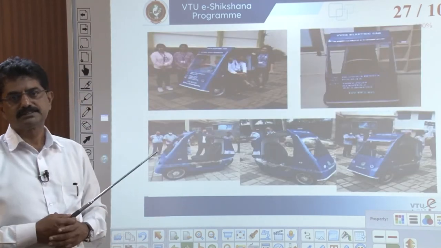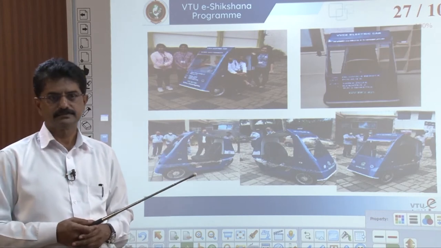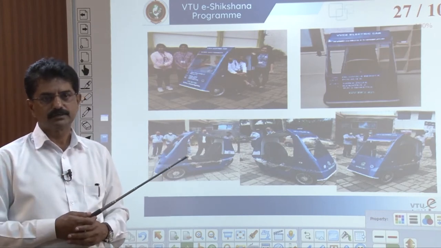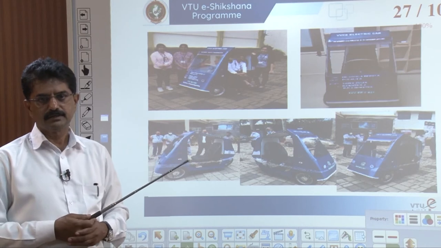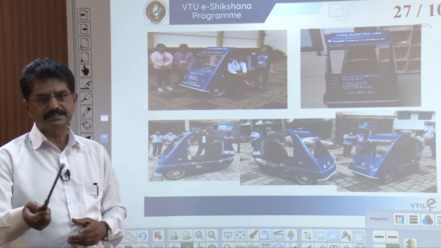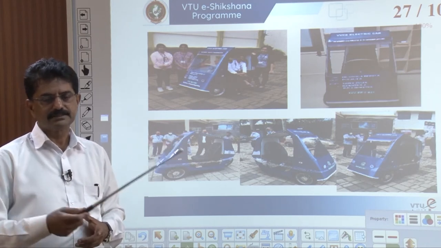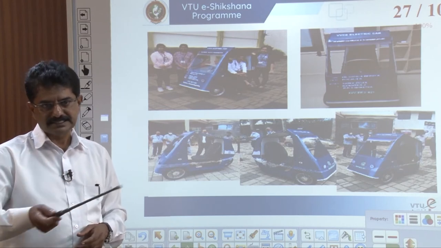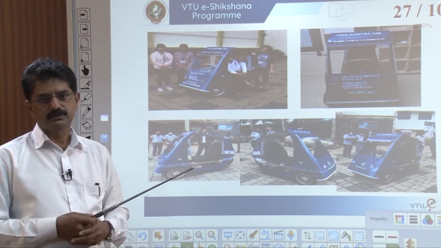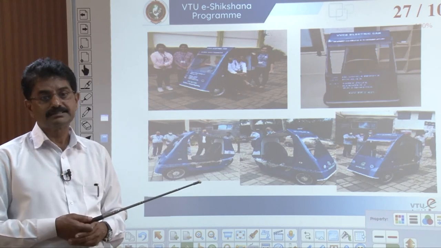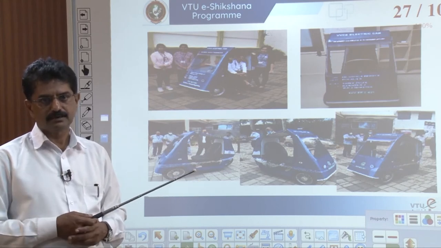So, this is an electric vehicle we have designed. On the front side, there are two wheels. On the back side, there is a single wheel, and the motor is connected to that back wheel. Here it is a single seater. At the back side, there is sufficient space. We can keep additional batteries inside the electric car.